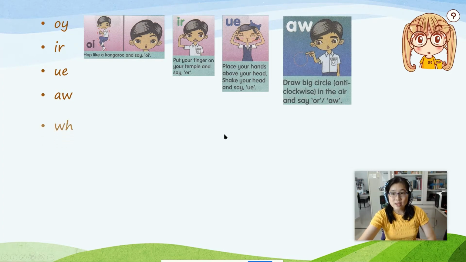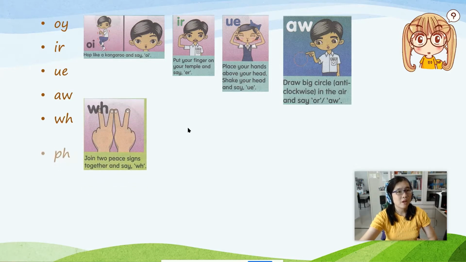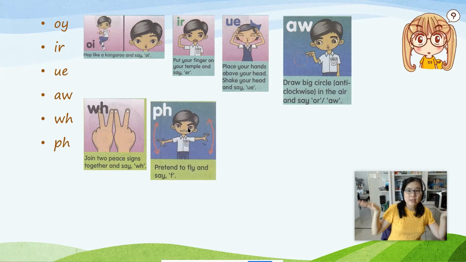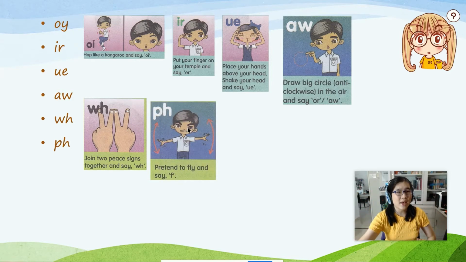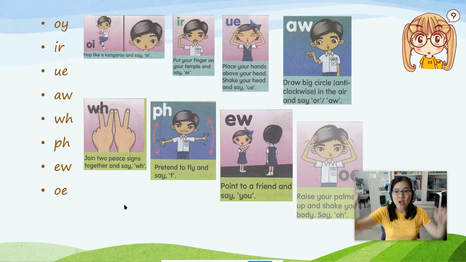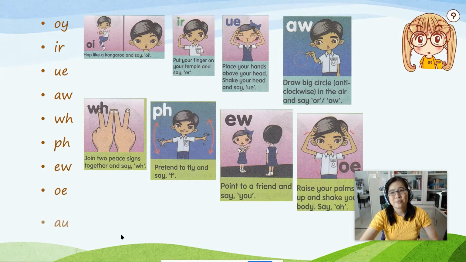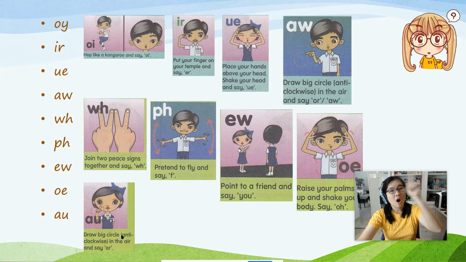All right, and last week we learned about W-H, V, and we have also P-H, and then we have E-W, U. And lastly, we have O-E, O. All right. So, oh, not to forget, A-U. A-U is O. We have learned 5 sounds last week.